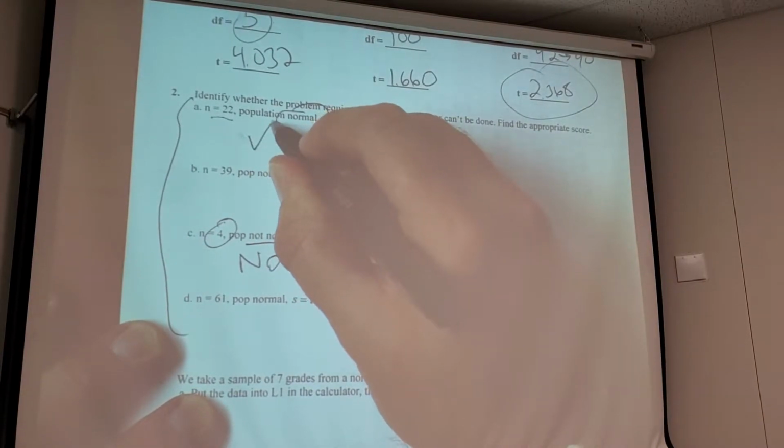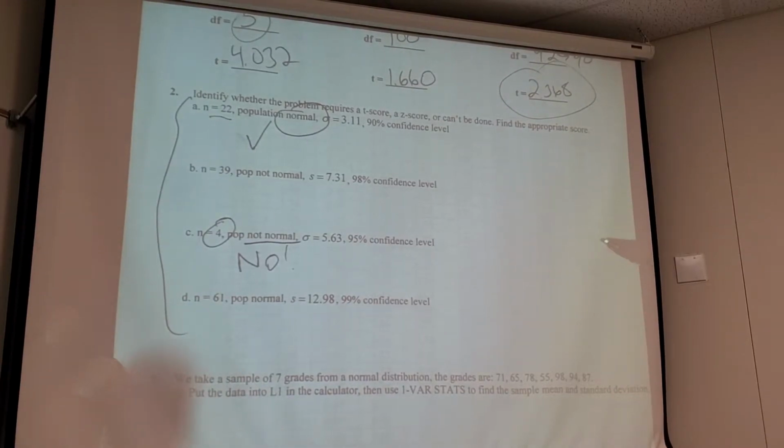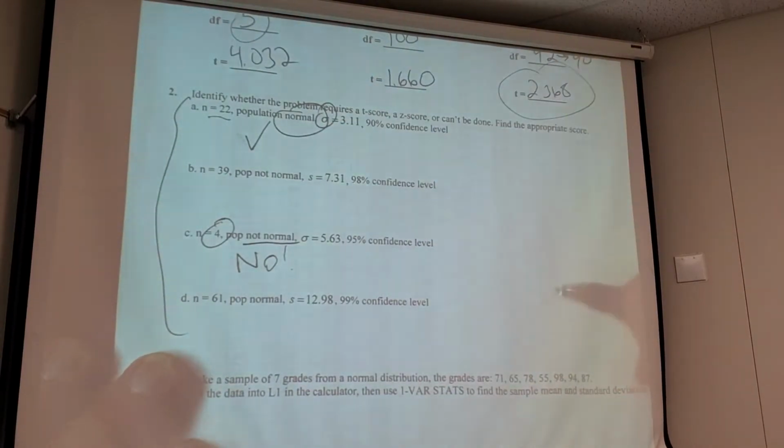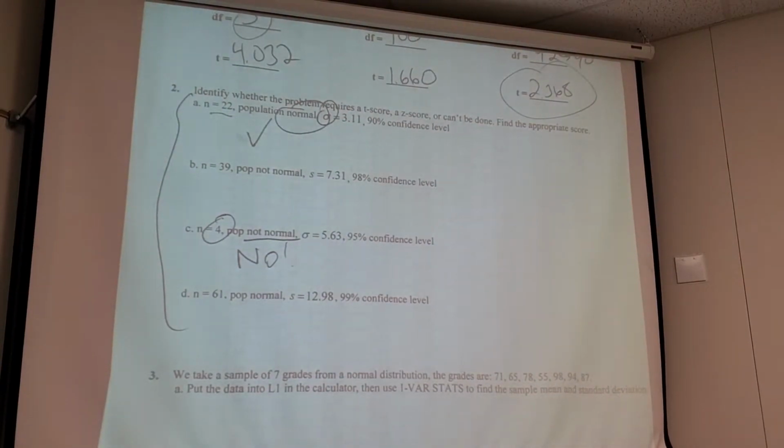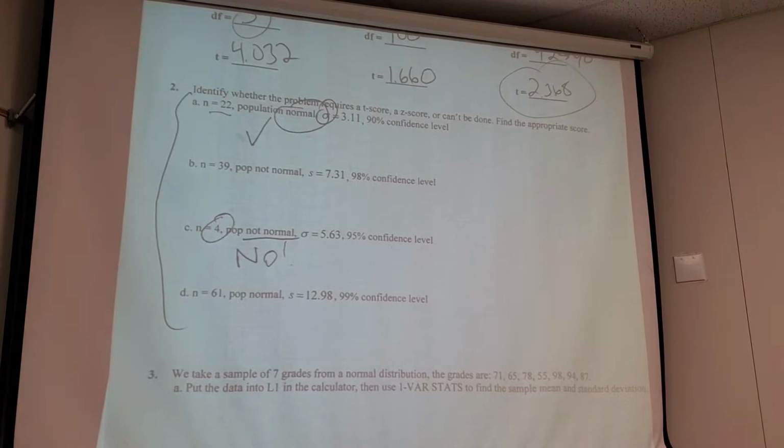Check. What is it that I can do? What do I use, Z or T? What do I look at? Z. What type of standard deviation do I know? I get way too many people that just say, I can use a Z-score because I know the standard deviation. Which standard deviation? In this case, I know the population standard deviation, right? That's what sigma means. It's a Greek letter, population. Therefore, that's why I can use a Z-score.